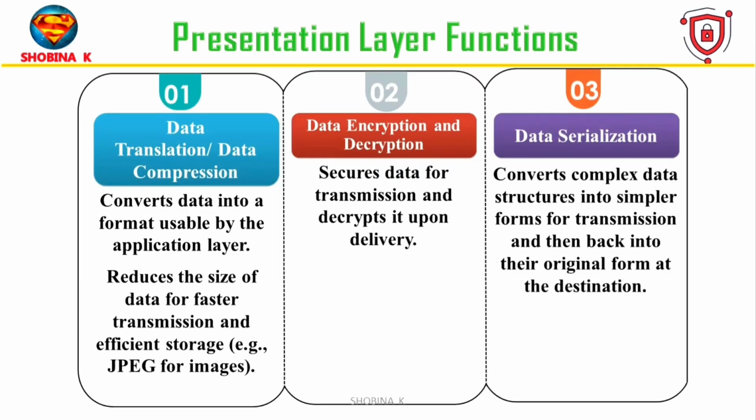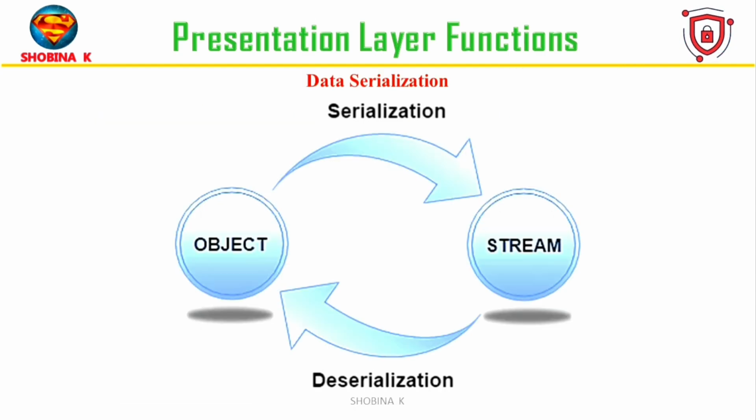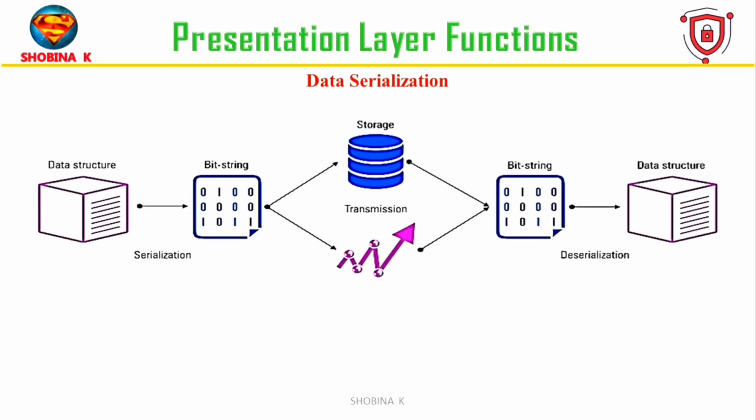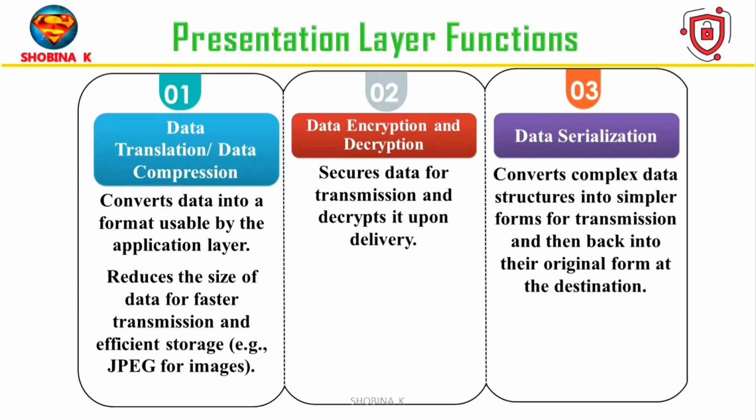Next function is data serialization. The presentation layer transforms complex data structure like list or objects into a simple format for sending. And then it converts back into its original form when it arrives. For example, turning an object into JSON string. So these functions ensure data is compatible, secure, and efficiently transmitted across systems.